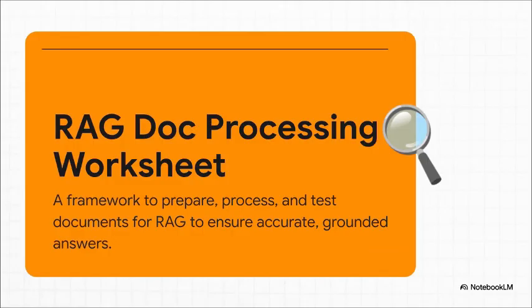Let's be really clear about what this is. RAG stands for Retrieval Augmented Generation. It sounds fancy, but it's actually a pretty elegant idea. Think of it like a two-step dance. First, the AI retrieves the most relevant little snippets from your documents that it thinks will answer your question. Then, and only then, it uses only that retrieved information to generate a new, perfectly context-aware answer. So this worksheet, it's not just some form you fill out, it's a whole methodology.